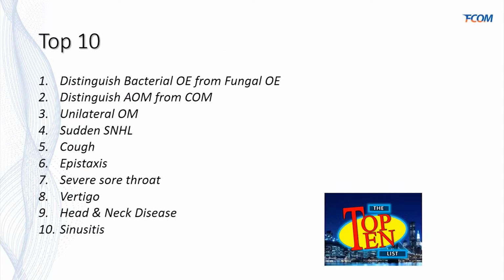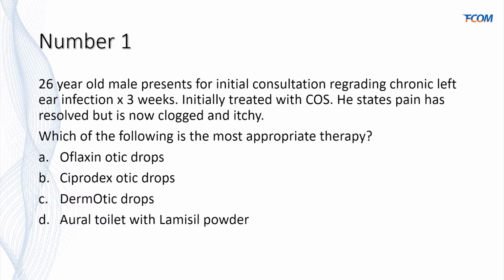treatment options. We'll be focusing on distinguishing bacterial otitis externa from fungal otitis externa, treatment options for acute otitis media and chronic otitis media, what to do when you encounter an adult patient with unilateral otitis media, the things you should think about when you encounter sudden sensorineural hearing loss. We'll talk about the differential diagnosis for chronic cough, the treatment options for epistaxis, severe sore throat, vertigo, head and neck disease, and sinusitis. So, without further ado, let's delve into our first question.